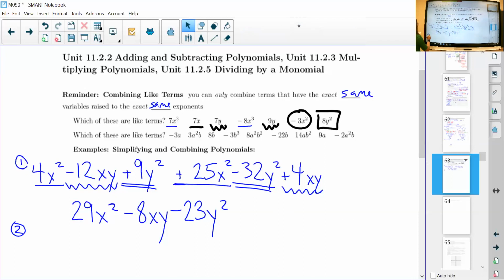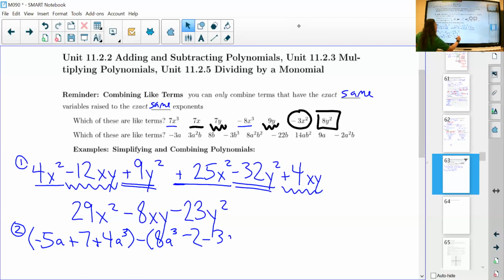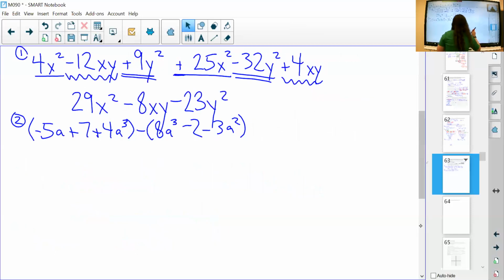Example 2. Minus 5a plus 7 plus 4a cubed, minus 8a cubed minus 2 minus 3a squared. Now we can't just do our trick of deleting the parentheses again because we're subtracting. And if I want to subtract this whole thing, that looks different because I'll have to distribute that minus sign. I could drop these parentheses though. Let's go ahead and do that.